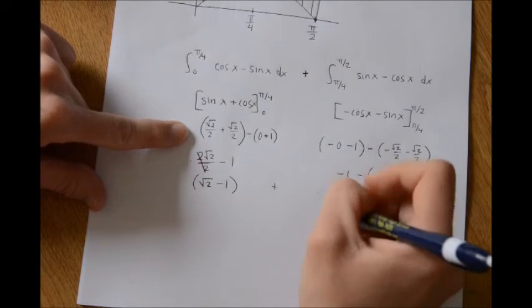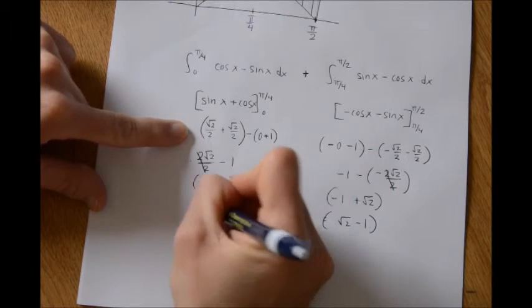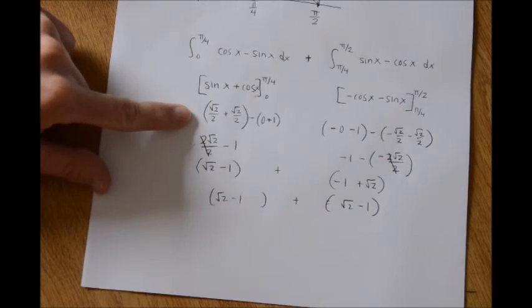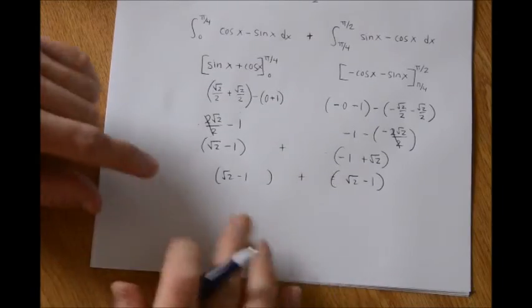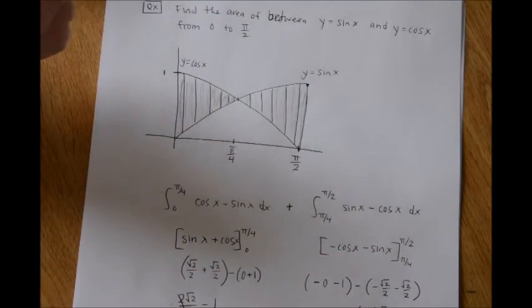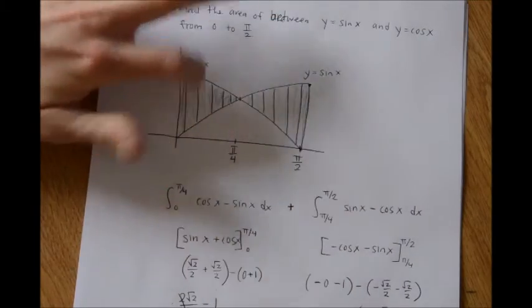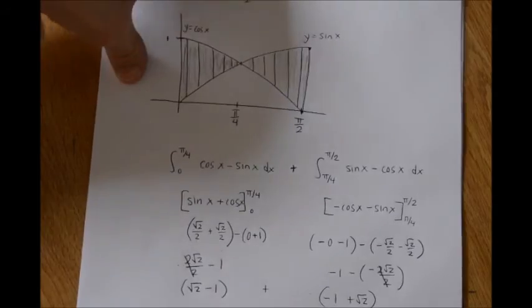It doesn't actually matter so much. Anyway, now we have square root of 2 minus 1 plus another square root of 2 minus 1. We should have known, even just looking at it, because of how sine and cosine are, so even, that those areas are equal. They both equal the square root of 2 minus 1.